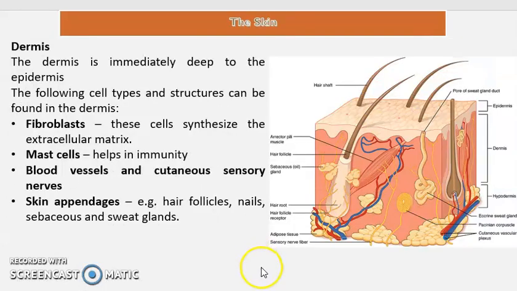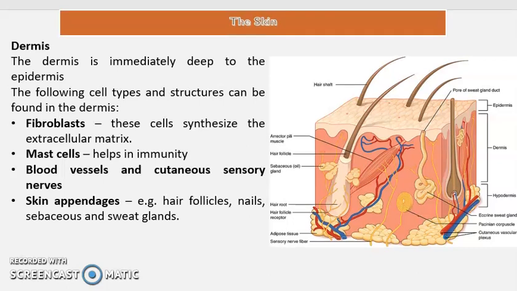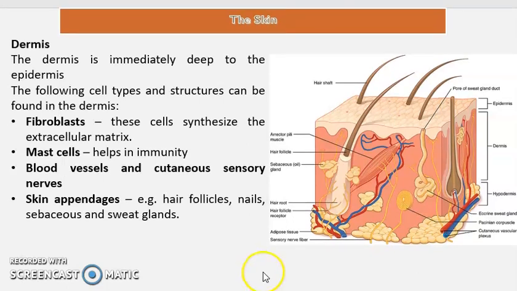Next layer of the skin is dermis. The dermis is immediately deep to the epidermis, and the following cell types and structures can be found in the dermis. 1. Fibroblasts. These cells synthesize the extracellular matrix. 2. Mast cells, helps in immunity. 3. Blood vessels and cutaneous sensory nerves. 4. Skin appendages, for example, hair follicles, nails, sebaceous and sweat glands.